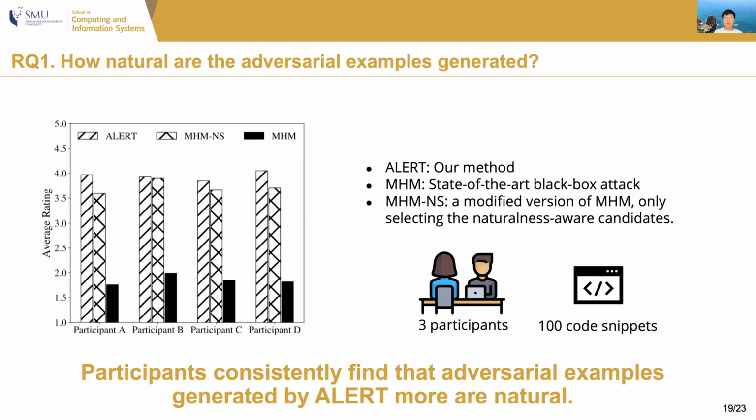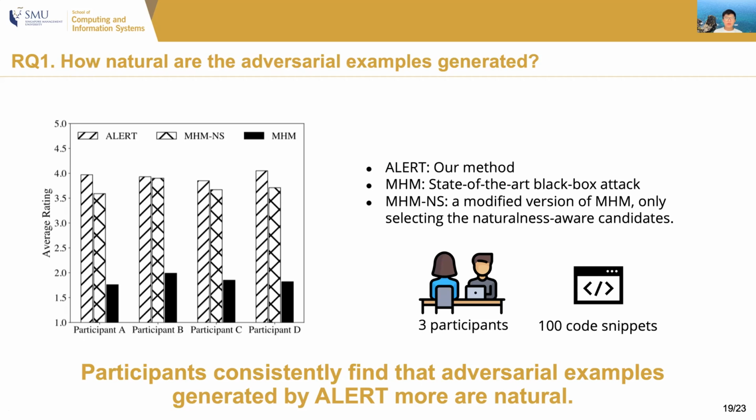The first research question explores whether the naturalness-aware substitution can help produce adversarial examples that are more natural to human judges. To answer this question, we conducted a user study to analyze the naturalness of examples generated by the proposed method we called ALERT, and also 2 other baselines, MHM and MHNS. MHM is a prior state-of-the-art black box attack for models of code. It selects substitutes from a large corpus without considering the naturalness. So we also use a modified version to make MHM work for both Java and C programs and select the naturalness-aware substitution, just as ALERT did.